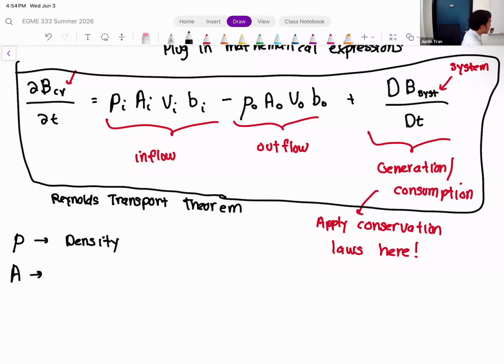Next, we have A. A here represents the same cross-sectional area that we use for Bernoulli's equation. This can be different at the inlet and outlet, and in general they are different. So this is the cross-sectional area for the inlet or outlet region.